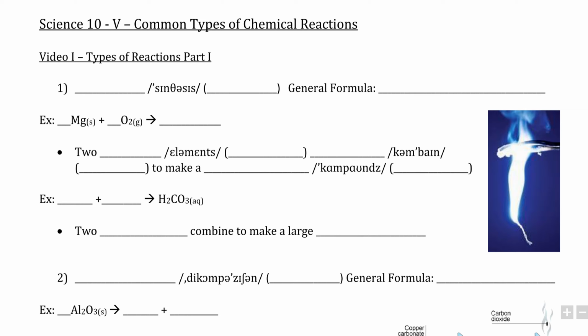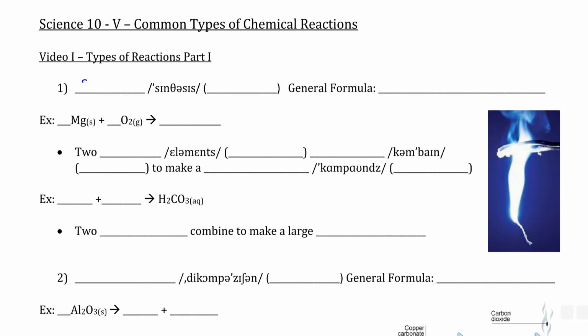In this series of videos, we're going to learn about the most common types of chemical reactions, as well as how to figure out the product of a chemical reaction if we know what the reactants are, and balance them to make sure that we have an equal amount of reactants and products.